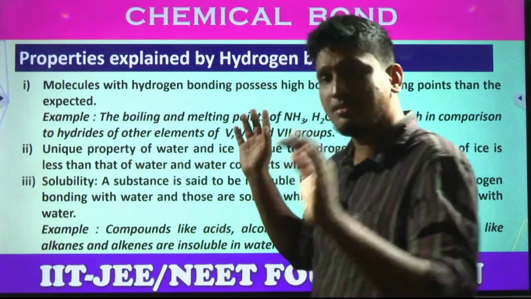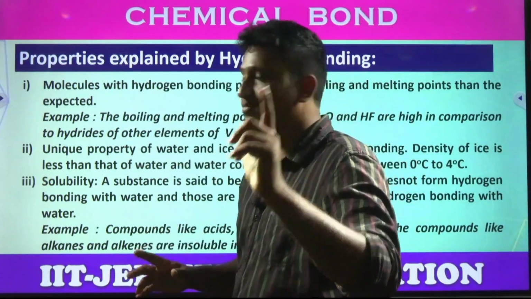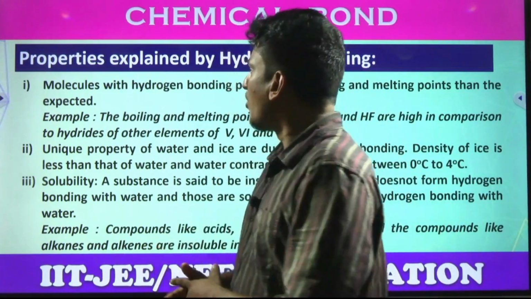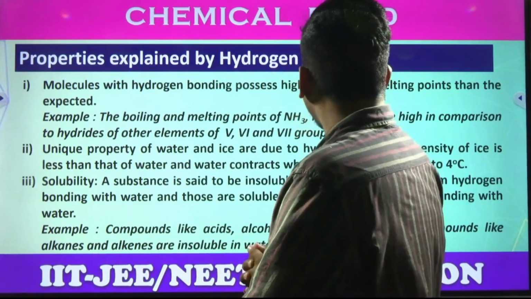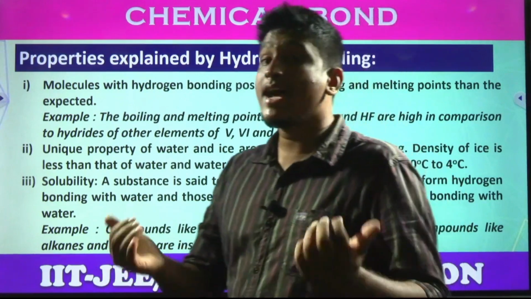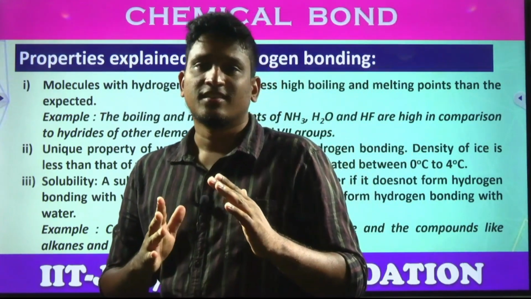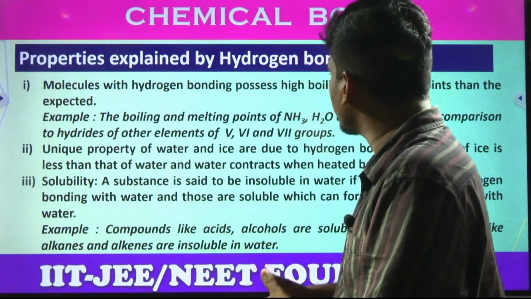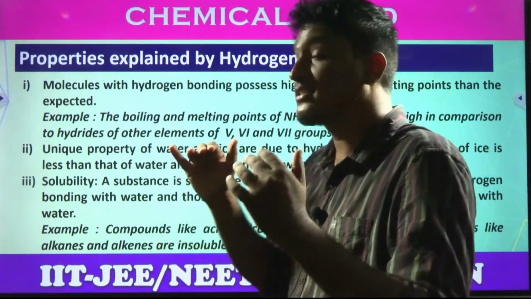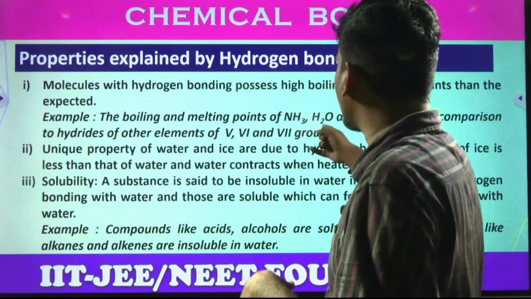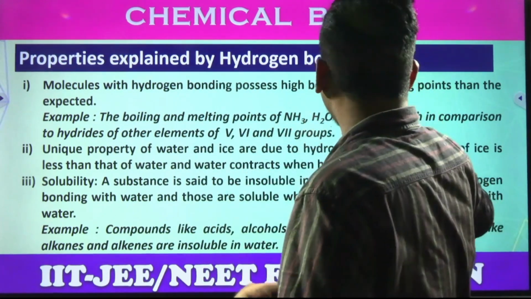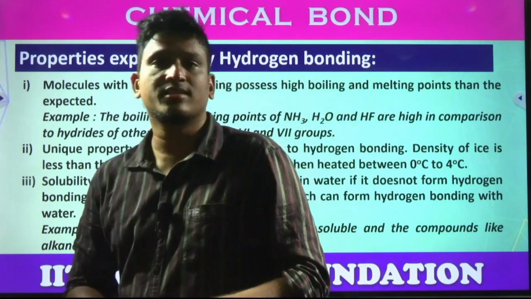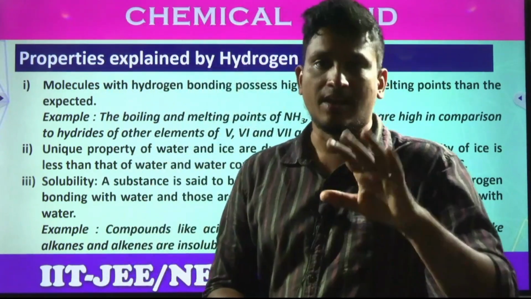Look at some of the properties. All these points are very, very important. Properties explained by the hydrogen bonding. Molecules with hydrogen bonding possess higher boiling and melting points than expected. Yes or no? What is happening? Example, the boiling and melting points of ammonia, water, HF are high in comparison to the hydrides of other elements, the 5th, 6th and 7th group elements. I will explain the reason.